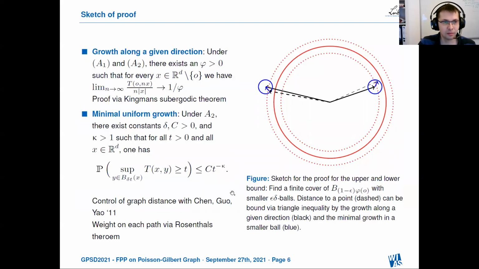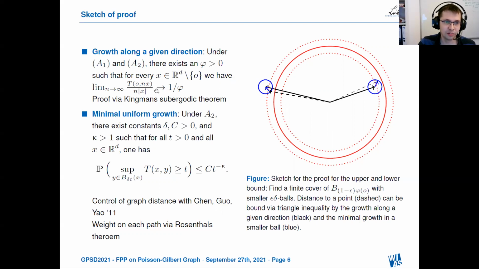Now in the remaining minutes, I would like to give you a short presentation of our proof. There are two main ingredients. The first main ingredient is that we have growth along a given direction. With the help of Kingman's subadditive ergodic theorem, we are able to prove that given a fixed direction, the speed converges to a certain value that is not dependent on the direction.